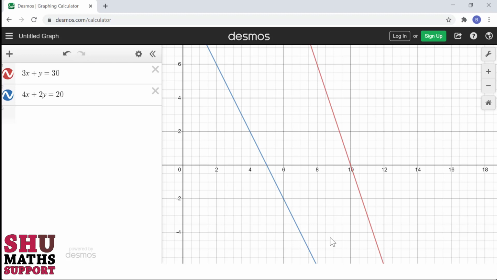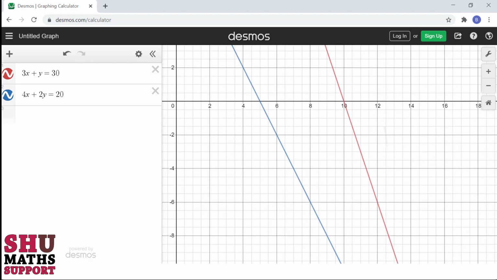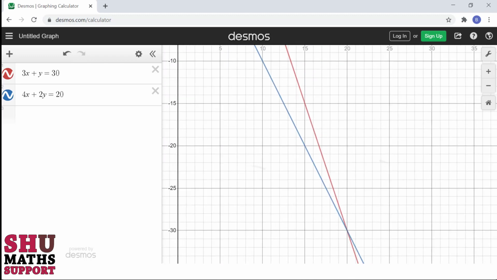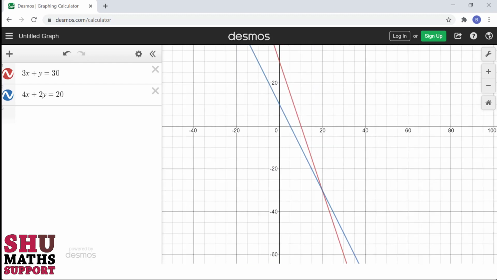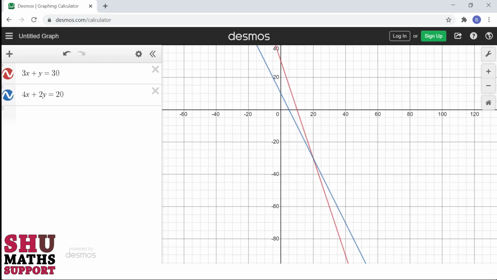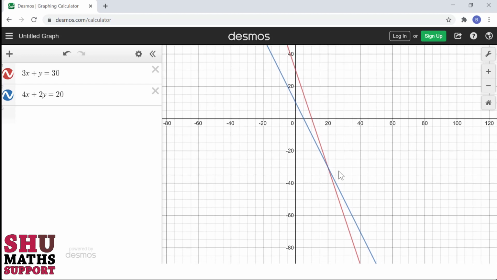Now if I move further down, we can see the points where the two lines intercept. And I'll zoom out a little bit as well. So here we can see that the two lines are crossing, which is where they intercept, which means the solution which satisfies both equations are the coordinates of where they intercept. So we've got x is equal to 20 and y is equal to minus 30.